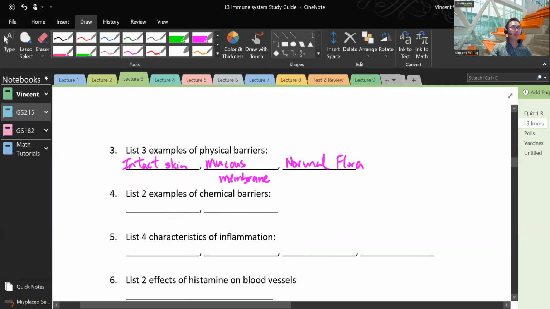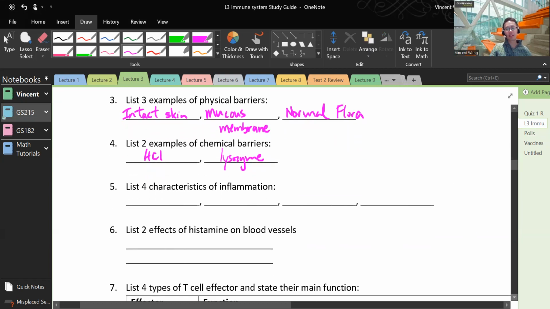Examples of chemical barriers, we talk about this as well. HCl, right? In the stomach to have low pH. There's the lysozyme, right? Okay, those are key examples of chemical barriers. List 4 characteristics of inflammation.